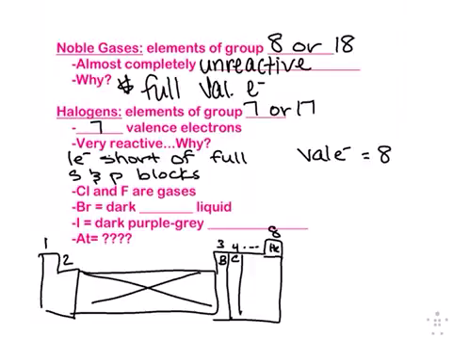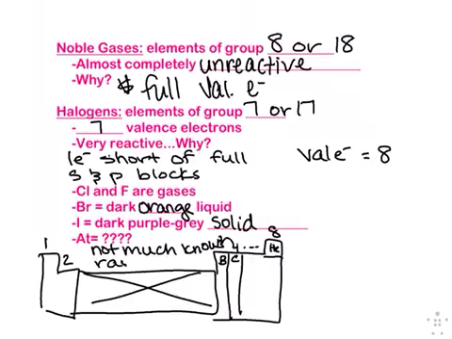A couple interesting notes about some of the elements as halogens. Chlorine and fluorine are gases. Bromine, however, is a dark orange liquid. Iodine is a dark purplish grayish solid. And the 85th element, At, there's not much known about it. Not much known. And it's very rare.